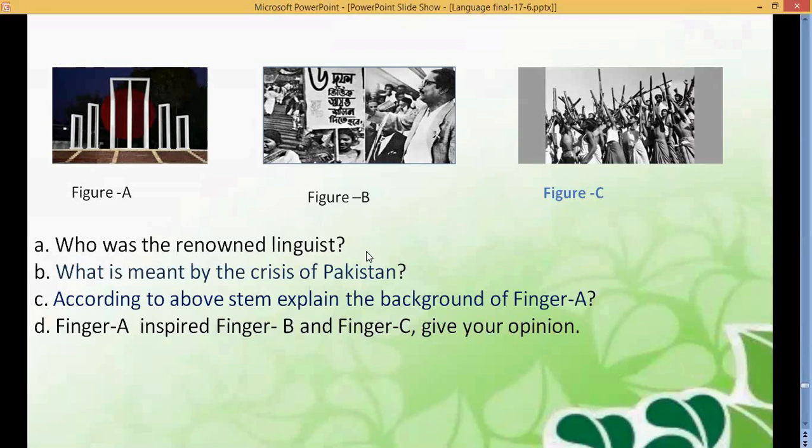Cadets, on the screen, you can see a question for you. Here is a stem. Figure number one, figure number two, and figure number three. There is a fourth question for you.